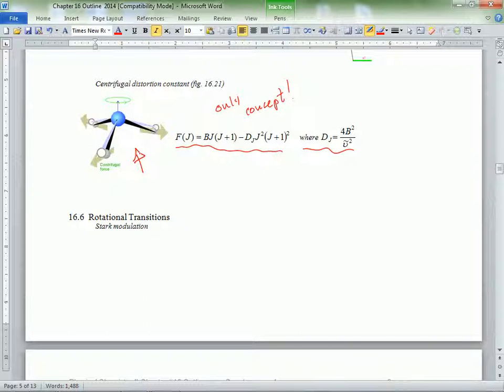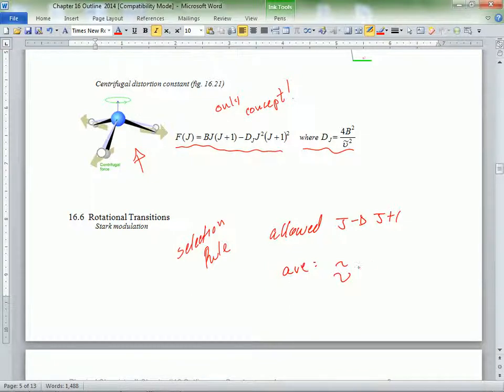Rotational transitions. It's our selection rule. So we have our allowed J to J plus 1 transitions. I'm just getting this from the book here. Okay. So what J are you going to plug in here? You're going from J equals 5 to J equals 6 rotational state. Which J would you plug in to calculate the wave number for that transition? 6, right?